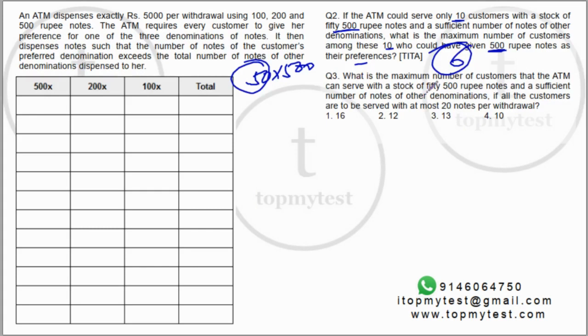Okay. Question 3. What is the maximum number of customers that the ATM can serve with a stock of 50 500 rupee notes? Again, you have 50 500 rupee notes and a sufficient number of notes of other denominations. If all the customers are to be served with at most 20 notes per withdrawal. Now, the restriction is not a preference. Okay, I want to serve with at most 20 notes, right? I can use only 20 notes, right? And I have a stock of only 50 500 rupee notes, right? So let's see what goes on with this.